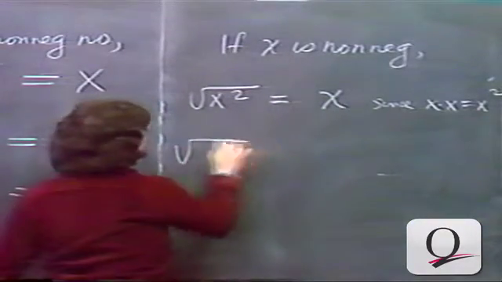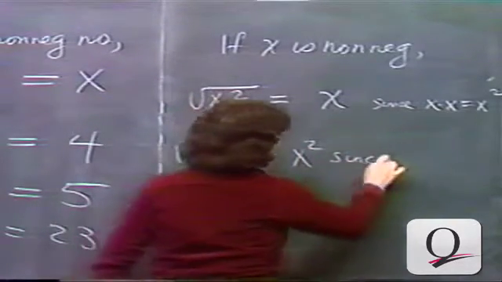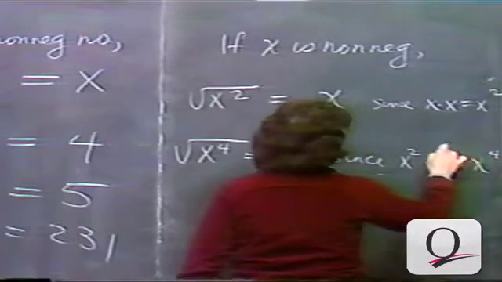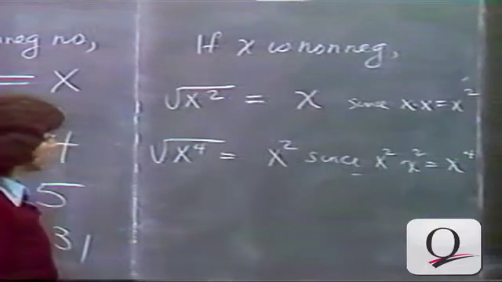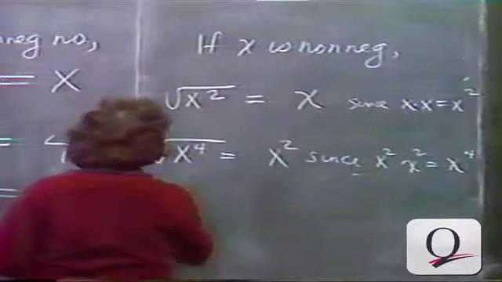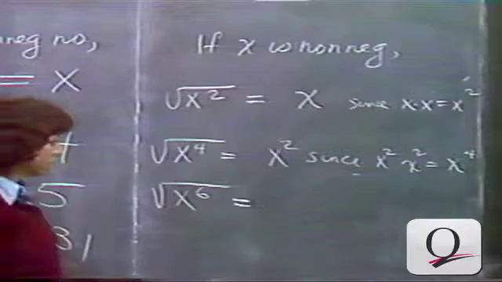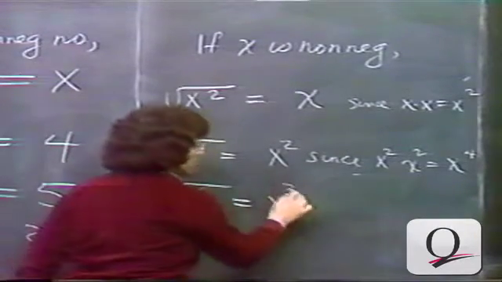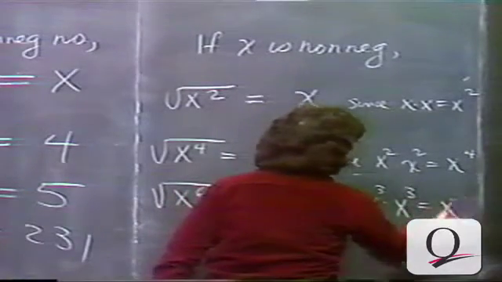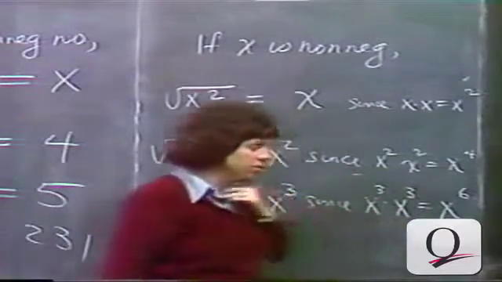And the square root of x to the 4th is x squared, since x squared times x squared is x to the 4th. This is following the basic definition. What about the square root of x to the 6th? If you see what we're doing here, the square root of x to the 6th would have to be x cubed, since x to the 3rd times x to the 3rd is x to the 6th. When you multiply, you keep the base the same and you add the powers.